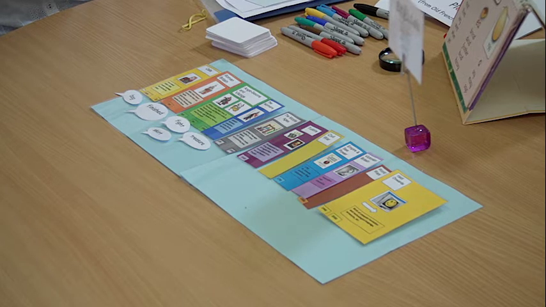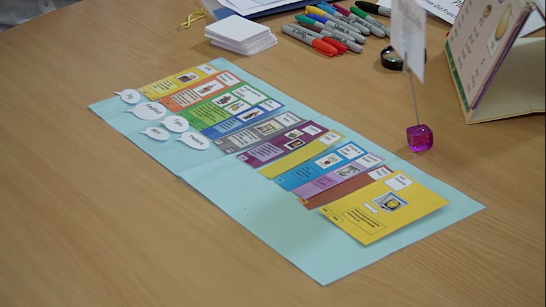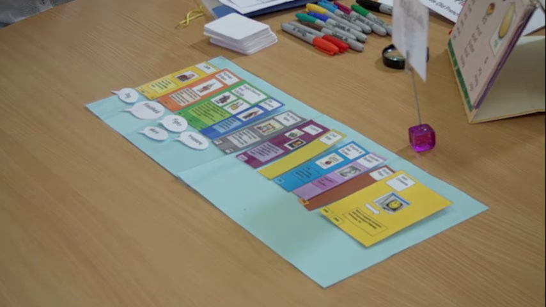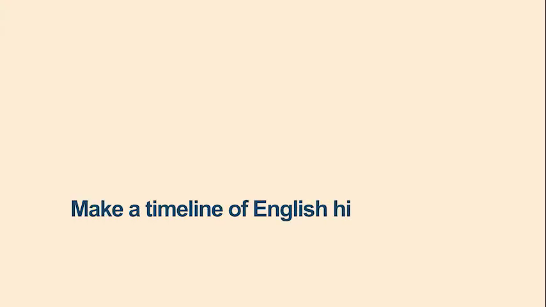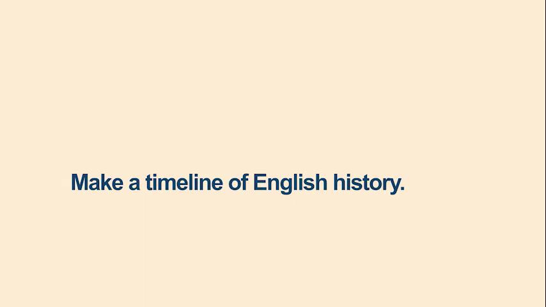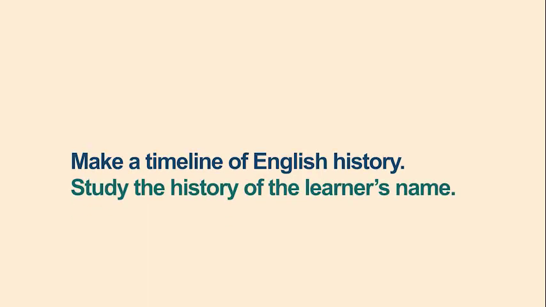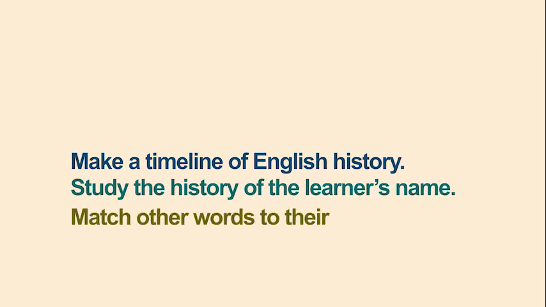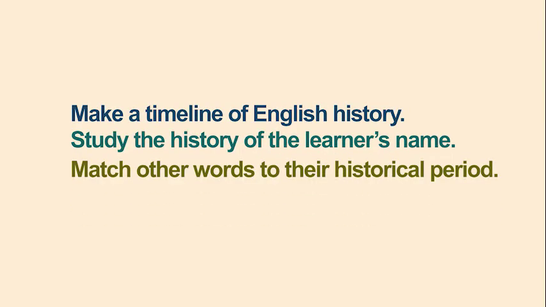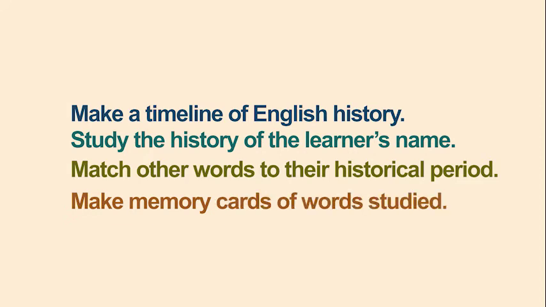That's okay. Thank you. So to recap the main points of teaching the derivation of language. Make a chronological timeline of English history. Engage the learner by looking at the history of his or her name. Match other words to their historical period. Make memory cards of the words studied. The learner can keep them on a key ring.